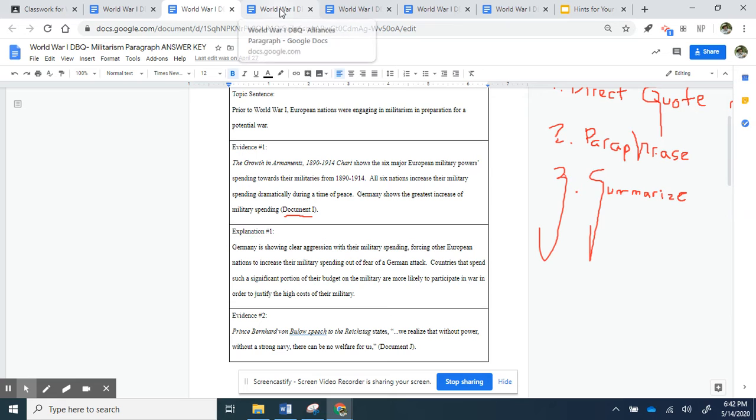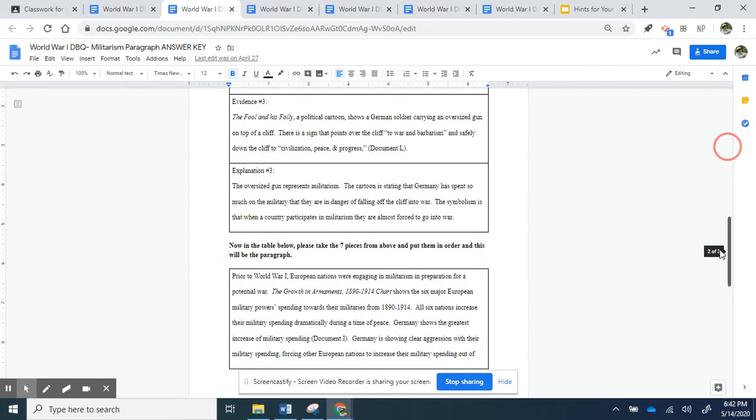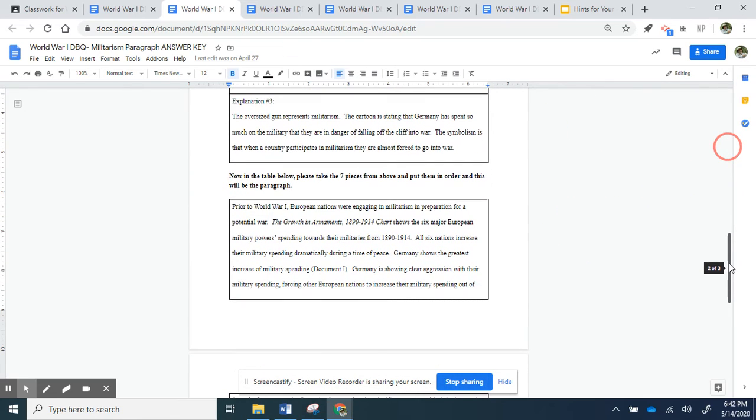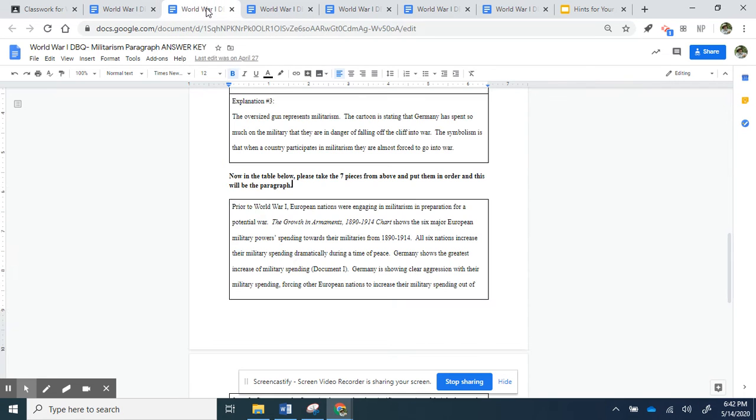All right. Moving on. So I've done that for you. If you want to take all that, after you've done this, you can take this paragraph and pop it into your final copy. So you've got your introduction, you can add your militarism paragraph into it. So now you're 2 paragraphs done. You can go word for word with this.